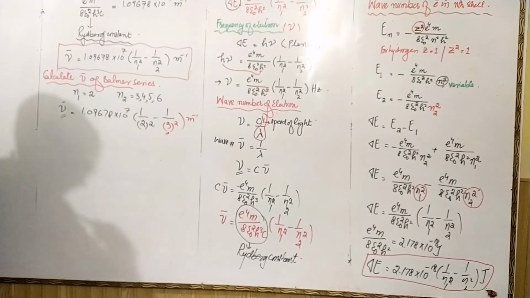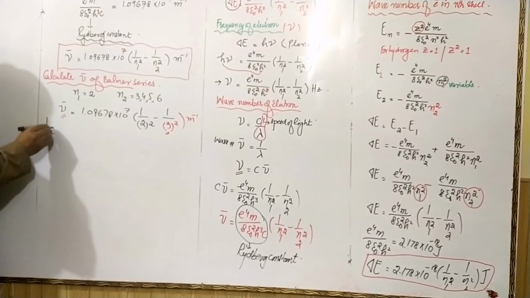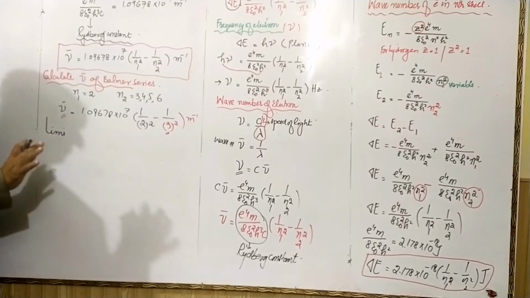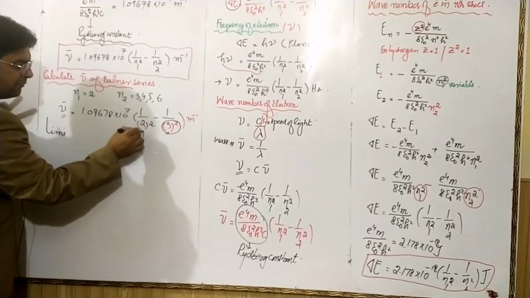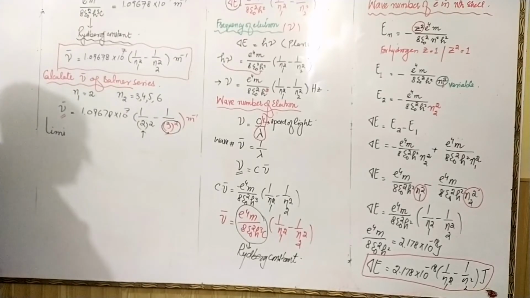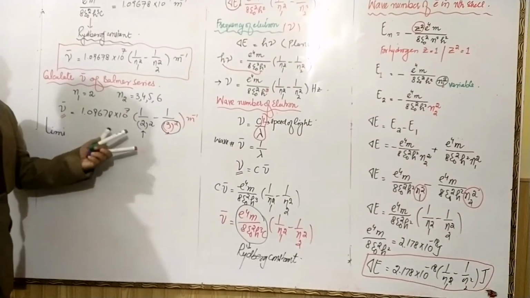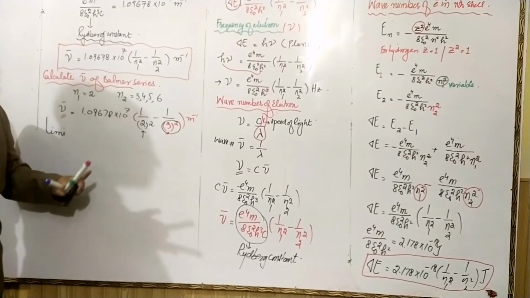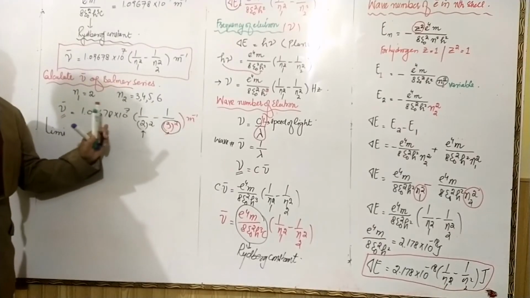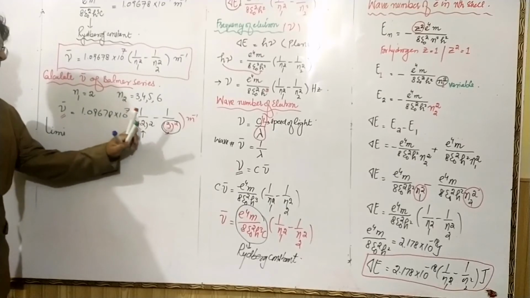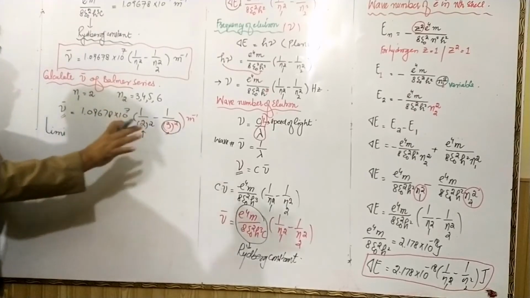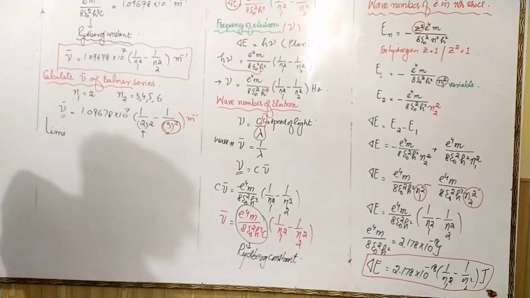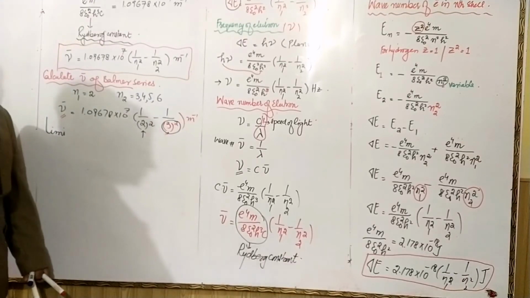Next one is to calculate the limiting line. We can only change the value of n2. n1 will remain the same for each series: for Balmer series it is 2, for Paschen series it is 3, for Brackett series it is 4, for Pfund series it is 5, for Lyman series it is 1. So n1 will remain the same, and n2 can be changed from one value up to infinity.